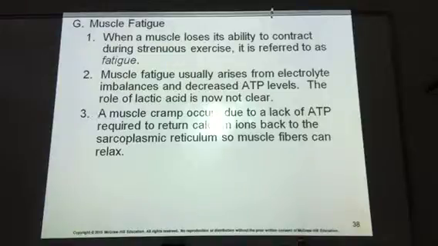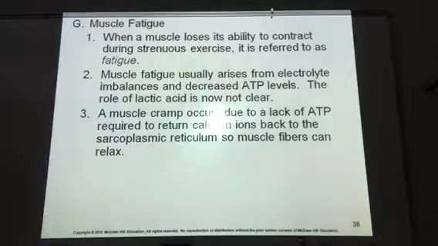Even carrying a suitcase, like if you're going on the plane, or carrying a baby around for a long period of time. When a muscle loses its ability to contract during strenuous exercise, it's referred to as fatigue. So even like lifting weights, your first reps, oh, this is easy. And by the time you get to your third set of reps, those weights feel a lot heavier.